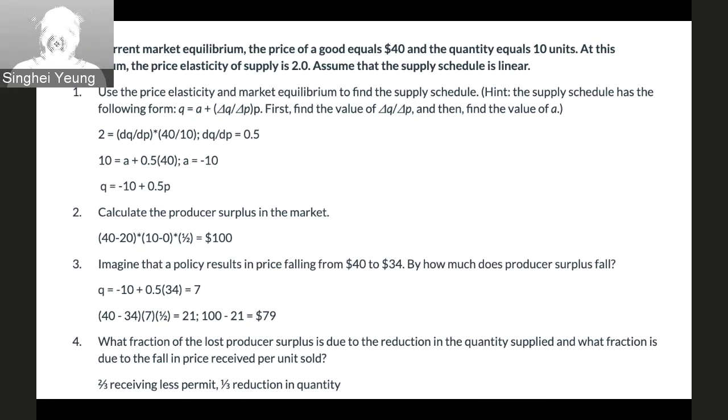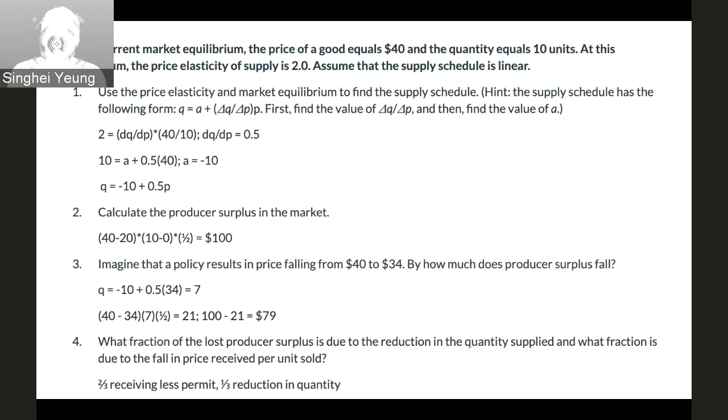For part 3 of that question, it asked us to calculate the change in the producer surplus if the policy caused the price to fall from $40 to $34. That was just the change in the two areas, which came out to $79.